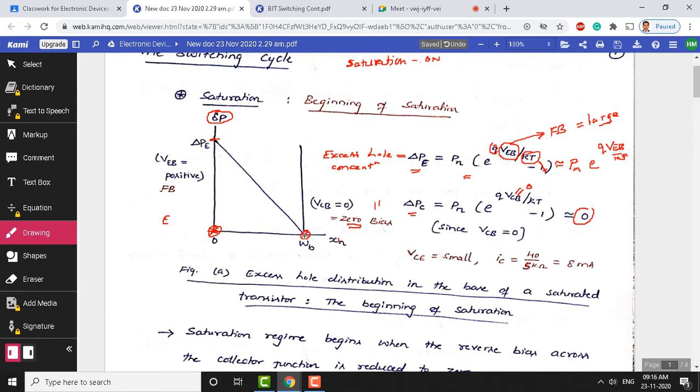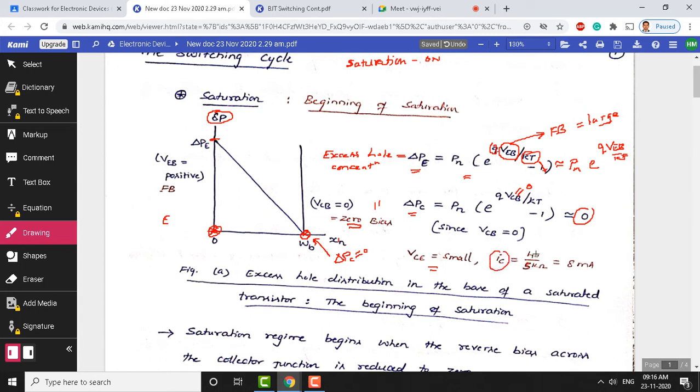That is why this distance is very less. There is no delta Pc here. Because delta Pc is 0, this distance is a point now, it is 0. So, Vc is small. You can see that when this VCB is 0 and delta Pc is small here, the collector emitter voltage is going to become very small, right. And you can also find out the collector current here.